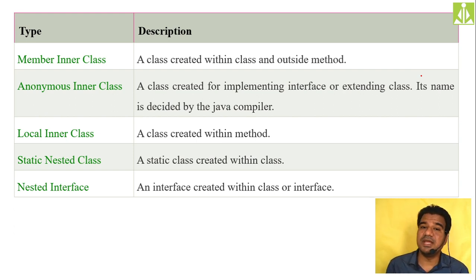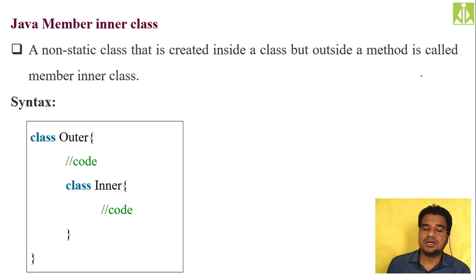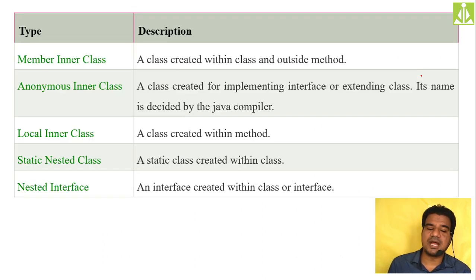The nested interfaces concept is beyond the scope of our curriculum, but when we discuss the concept of interfaces, I will explain what nested interfaces are. Till that time, just remember it as an interface within another interface. So quickly we go and see these concepts one by one. First we'll start with member inner class, then anonymous inner class, then local inner class, then static nested class. These four things we have to discuss.